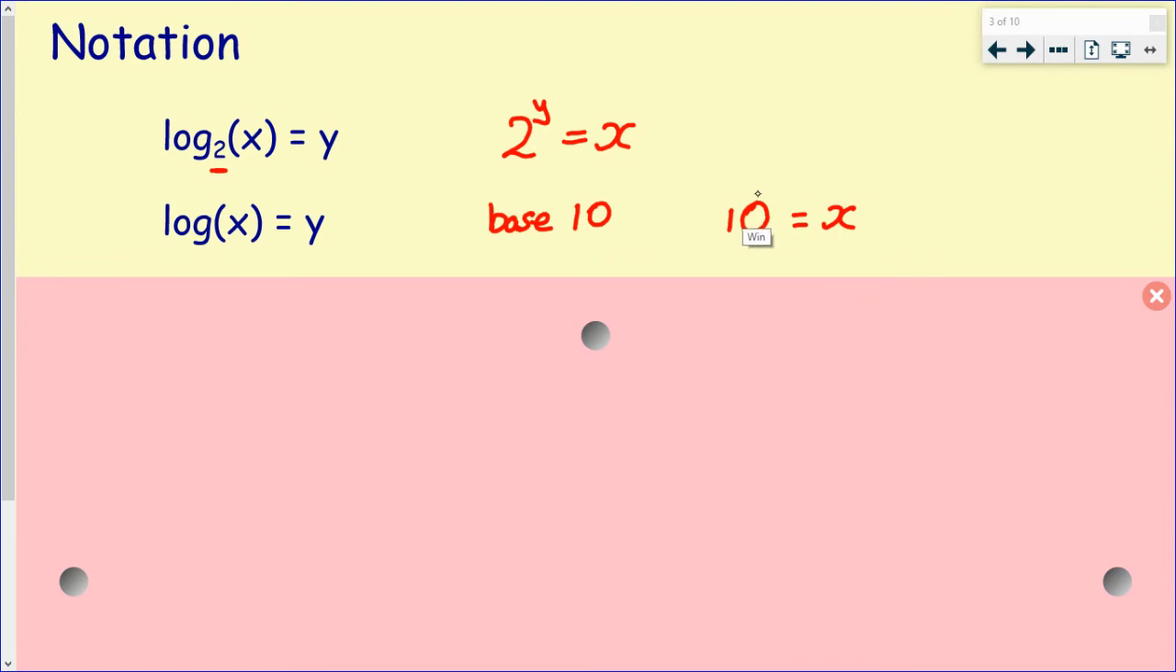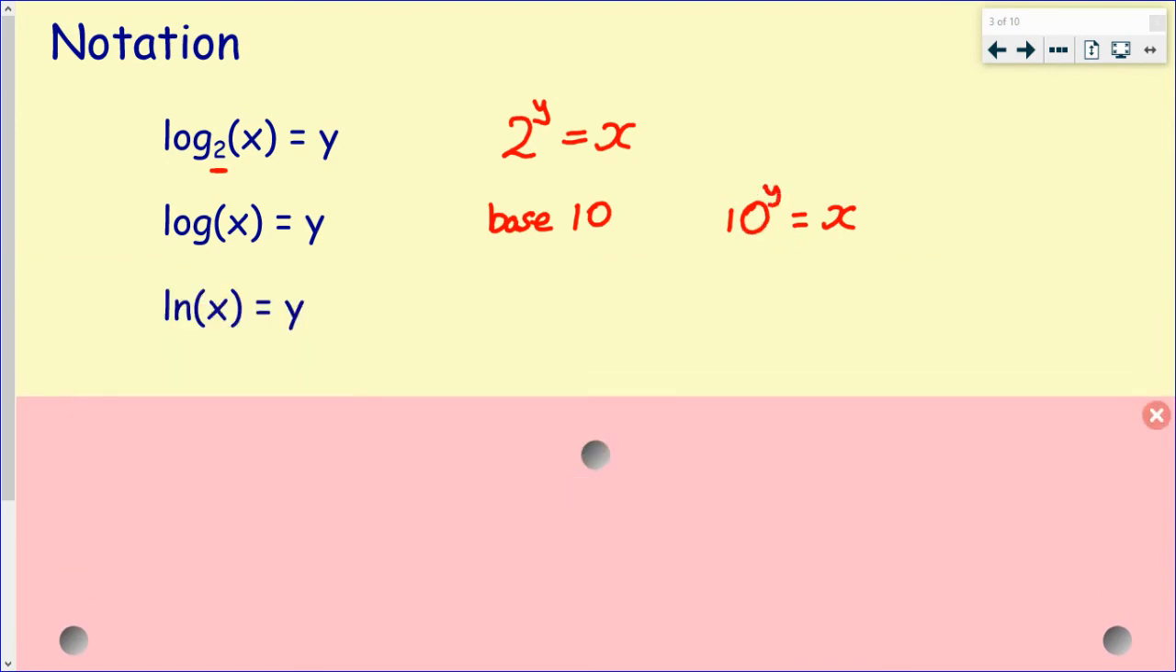to get x? Okay, and the third one you might see is ln. This is natural logarithm, hence the n, ln. This is always base e. Okay, e. What's e? We'll get onto that in a moment. This is saying, what power do I have to raise e to get x? In this case, it's y. So e to the power y is x.